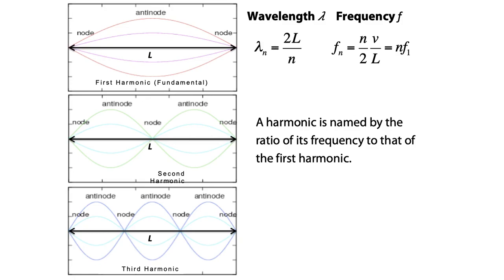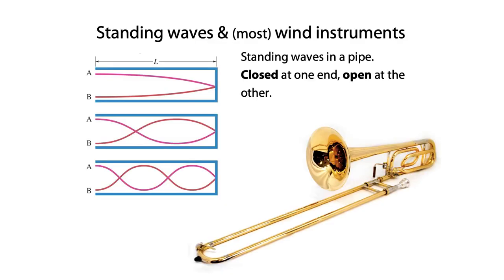And we can generalize that, if you like, to say that the frequency of the 10th harmonic, so to speak, would be 10 over 2, which would be 5 V over L, so it would be 10 F1. It's a simple ratio.